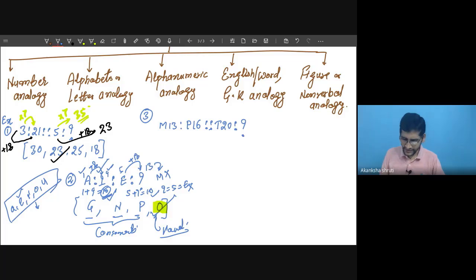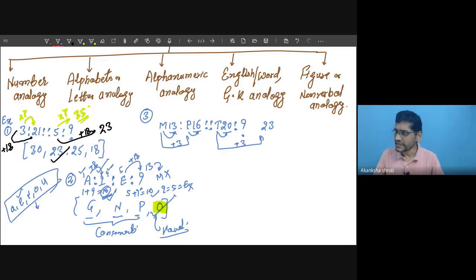What we are getting? One is alphabet, another one is number. What we are observing? This M is written with its position value, P with its position value 16, and T with its position value 20. So what is the next one? For that, we even have to determine the character also. Here we are getting M is 13 and P is 16. The difference means it is the addition of 3. So I shall add 3 here. Okay, so it will get converted into 23.